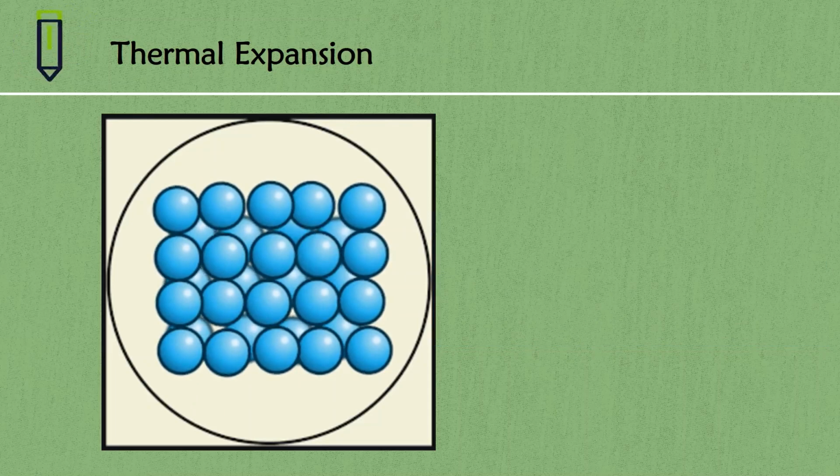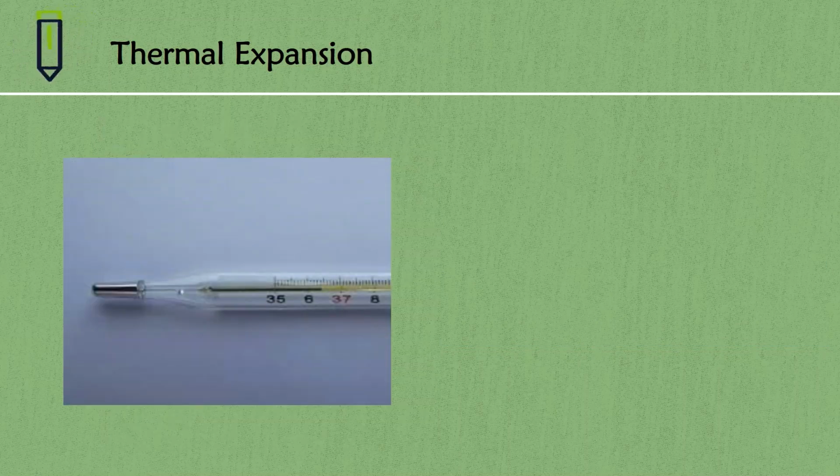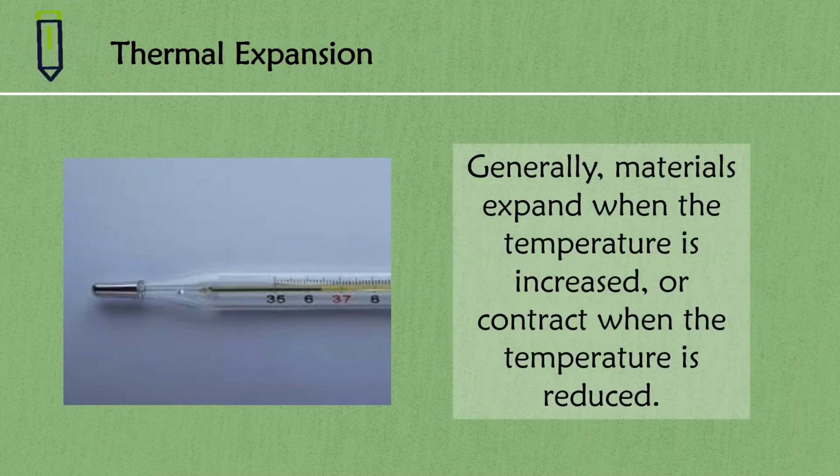Generally, materials expand when the temperature is increased, or contract when the temperature is reduced. This is what happens to the mercury inside the glass tube of thermometer. The mercury expands at a different rate than the tube. Thus, as the temperature increases, it rises and drops when temperature decreases. Thermal expansion also happens in liquids and gases.